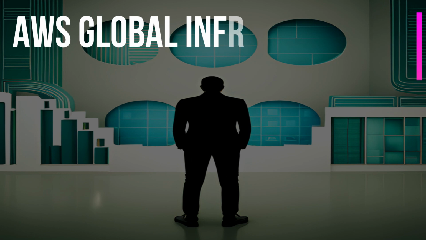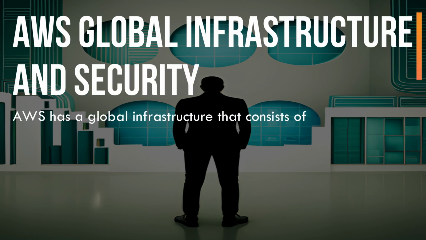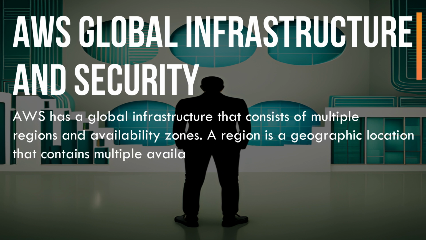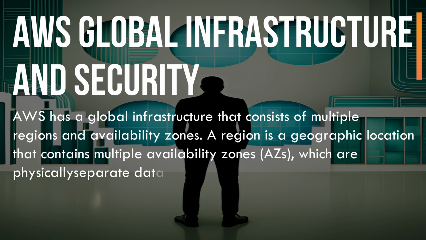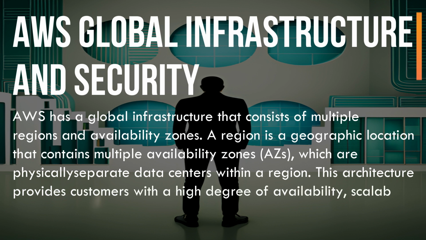AWS Global Infrastructure and Security. AWS has a global infrastructure that consists of multiple regions and availability zones. A region is a geographic location that contains multiple availability zones, AZs, which are physically separate data centers within a region. This architecture provides customers with a high degree of availability, scalability, and redundancy.